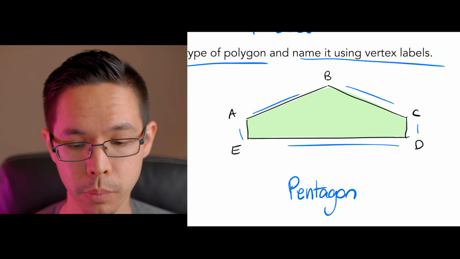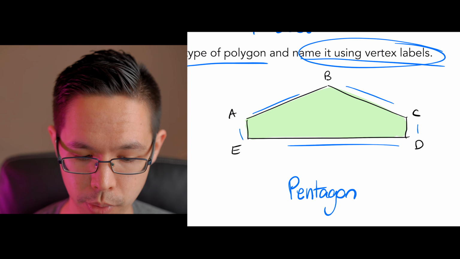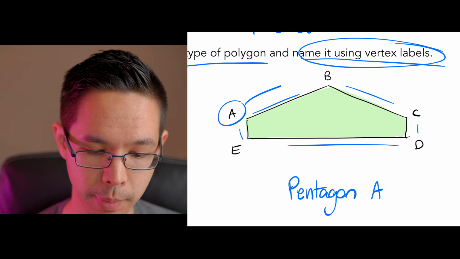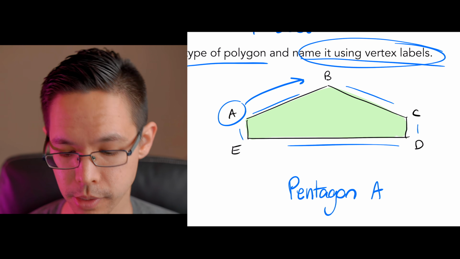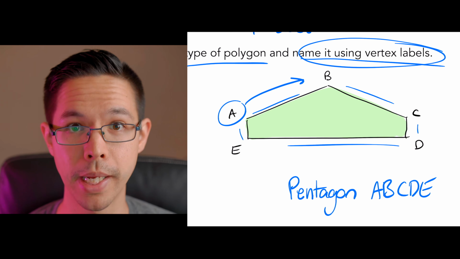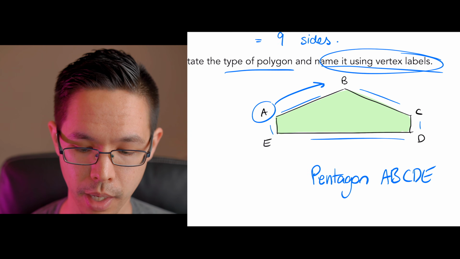And we have to name it using vertex labels. So let's pick a letter. I'm going to start with A because it's the start of the alphabet. And I'm going to maintain direction. So I'm going to go clockwise. So A, B, C, D, E. That's how I would name the pentagon shape, A, B, C, D, E.